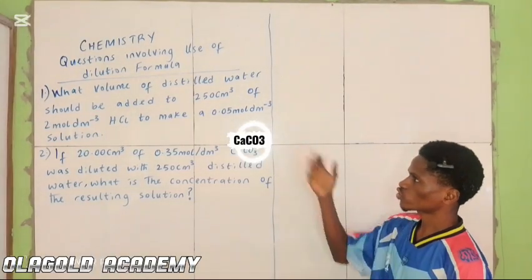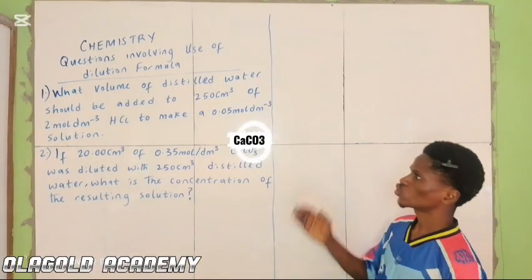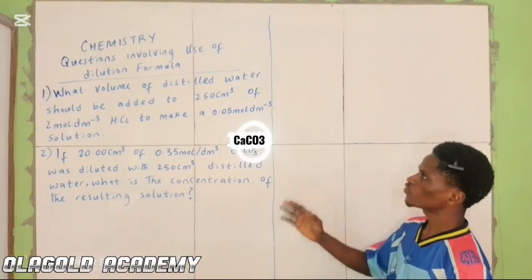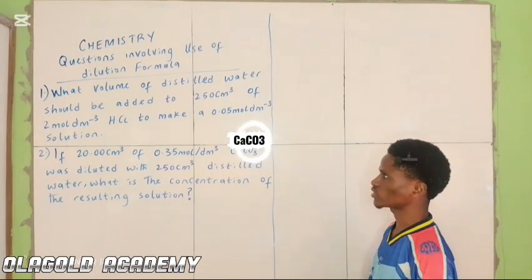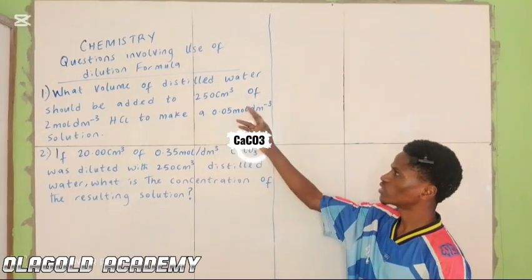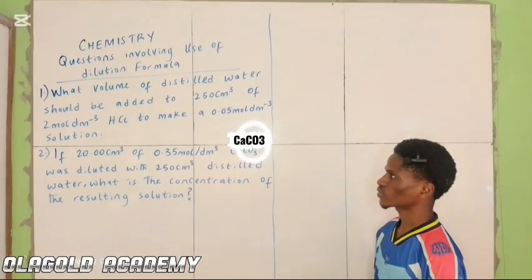Now, question 1 says, what volume of distilled water should be added to 250 cm³ of 2 mole per dm³ hydrochloric acid to make a 0.05 mole per dm³ solution?